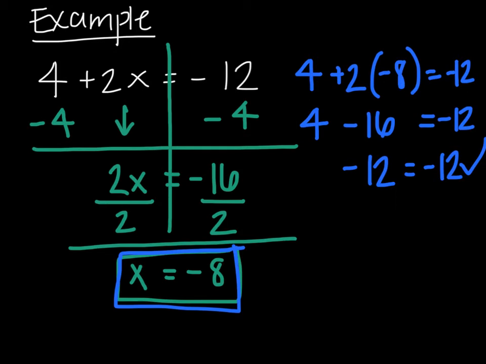Note that these ones can be a little tricky because I have my constant on the left. So just be careful and pay attention to what your sign is. Since that was just 4, really it's a positive 4.